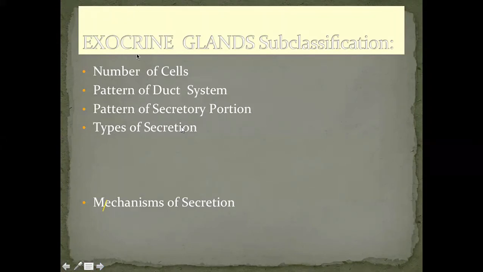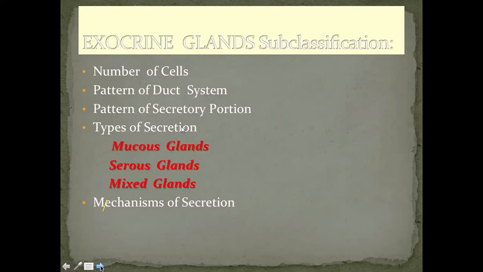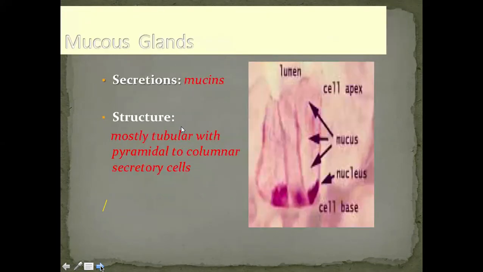How about the types of secretion? We can also classify exocrine glands based on the type of secretion. The type of secretion can be mucus, serous, or a mixed type of gland. Mucus, mucins, saliva. Mostly they are tubular with pyramidal to columnar secretory cells. The nucleus is located at the base, and the cytoplasm is empty because it is filled with its secretion. That's why it appears white, a white mucus material.